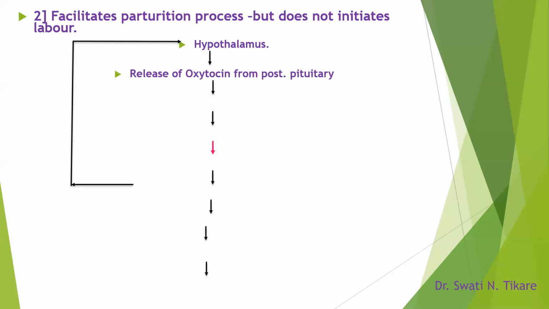What happens is, when the process of birth or labor has started, the head of the baby comes downwards and is placed at the cervix. Whenever it stimulates the cervix, this sends signals to the hypothalamus. The hypothalamus releases oxytocin from the posterior pituitary, and oxytocin reaches the uterus.